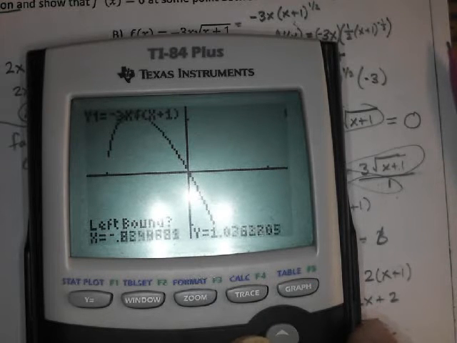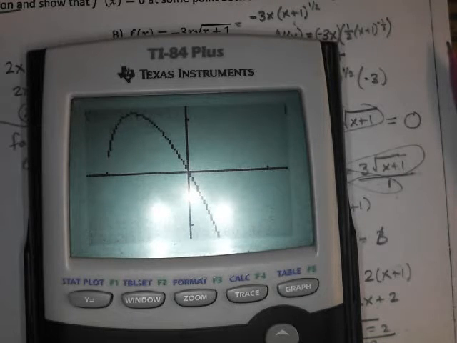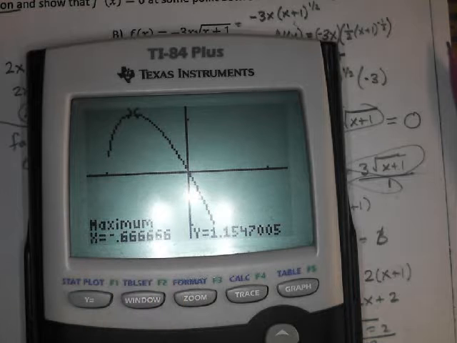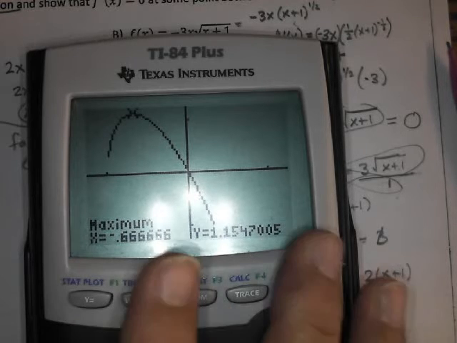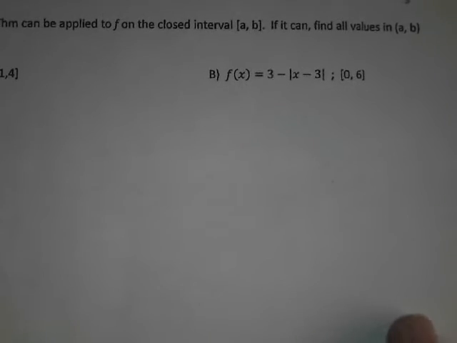There's my right bound, enter, enter, and it's happening at negative 2/3. Okay? So really for the first time, we're able to find maximums and minimums on non-traditional parabolas, just by setting the derivative equal to 0.